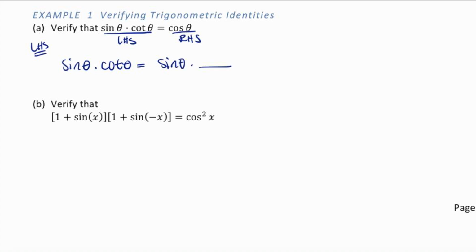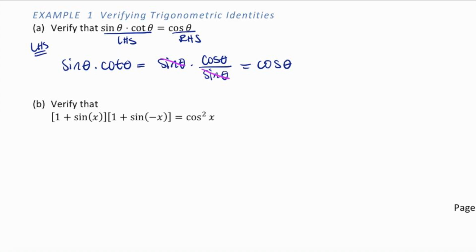How can I rewrite cotangent of theta? If you said cosine of theta over sine theta, you're correct. If you notice, I have a sine in the numerator and a sine in the denominator. Well, anything divided by itself is just 1. So we're left with cosine of theta, and we're done. Once we've shown that the left-hand side is equal to the right-hand side, we have verified the identity.